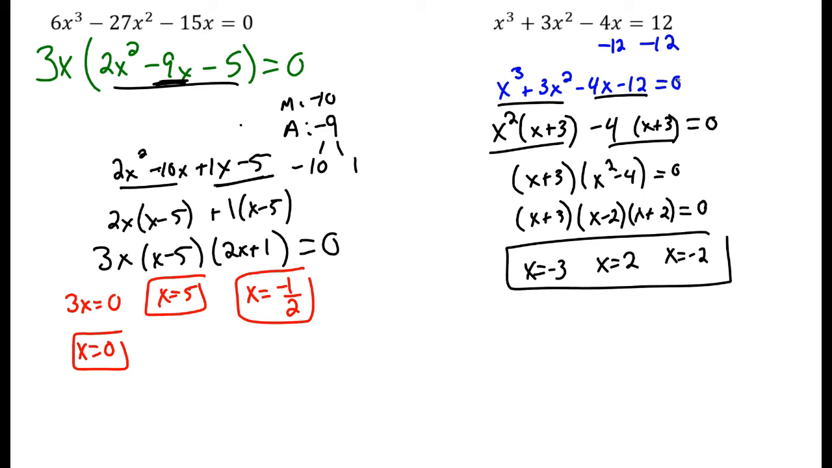Set it equal to 0, factor it using one of our million factoring strategies we have, then apply the 0 product property.